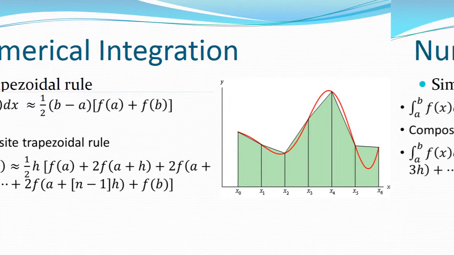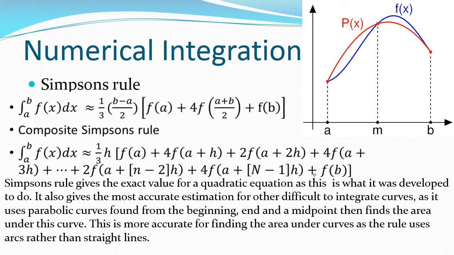Simpson's rule gives the exact value for a quadratic equation, as this is what it was developed to do. It also gives the most accurate estimation for other difficult to integrate curves, as it uses parabolic curves found from the beginning and a midpoint, then finds the area under this curve. This is more accurate for finding the area under curves, as the rule uses arcs rather than straight lines.